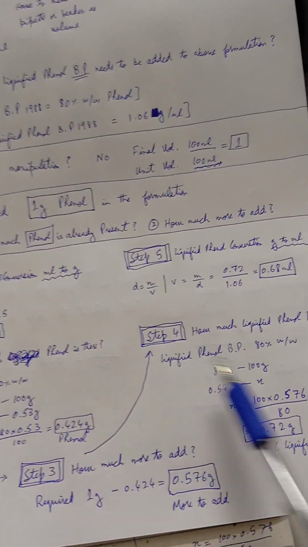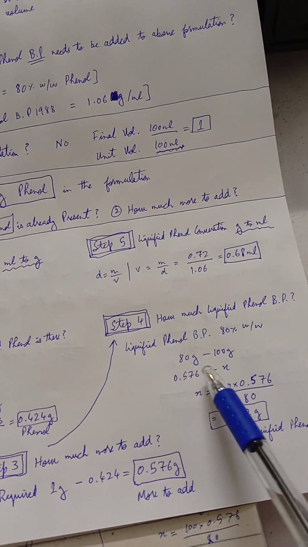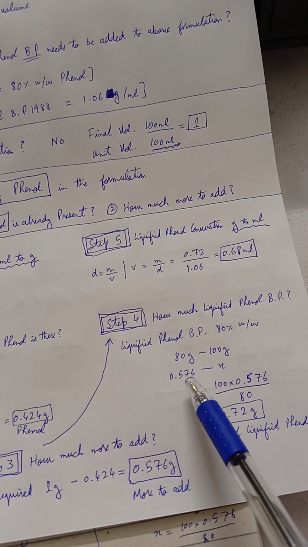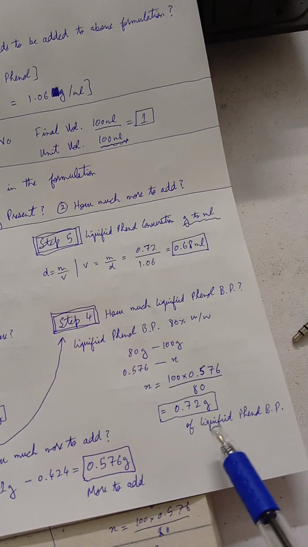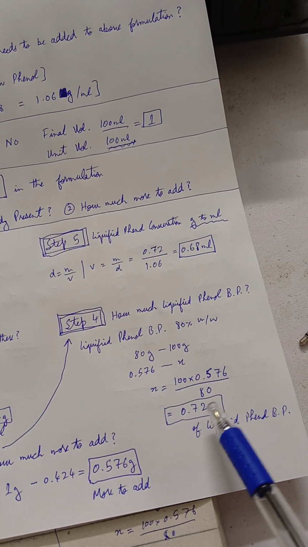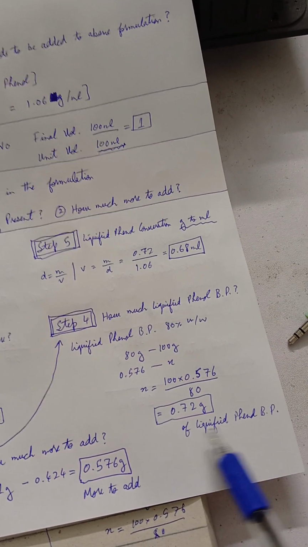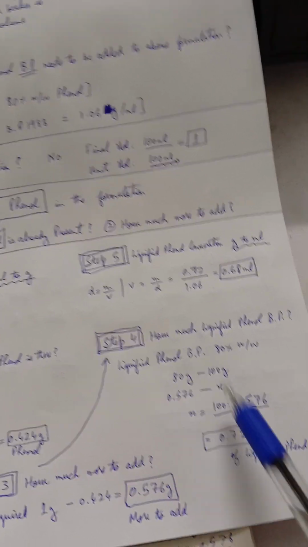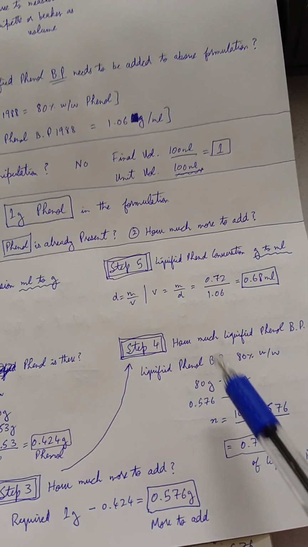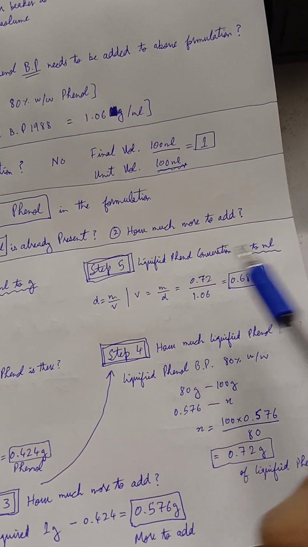Here, almost the same steps go. We want to know, okay, we need to add 0.576. How much liquefied phenol will we add? By doing the cross multiplication, we got to know that we need 0.72 grams of liquefied phenol BP. Same, let's go back to the top step. Now we have the grammage of liquefied phenol. Now we need to convert this into milliliter.